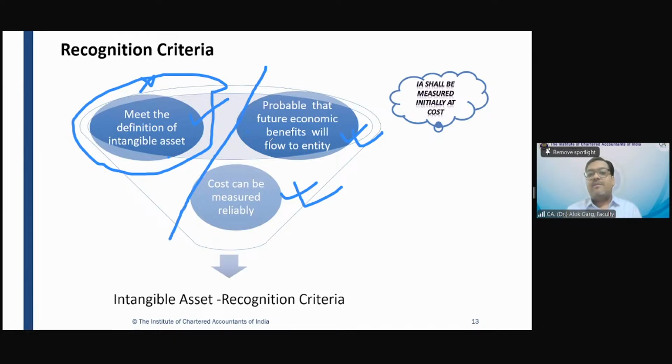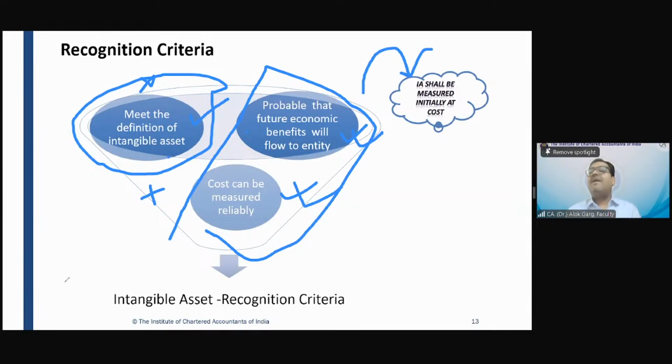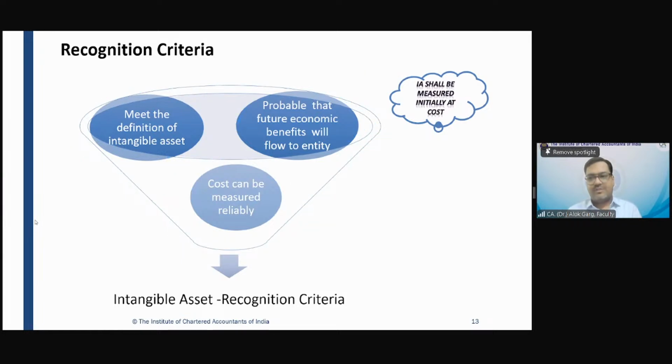the future economic benefit and cost can be measured reliably. The same criteria of PP is there, plus one more criteria is there, that it should meet the definition of intangible asset. It has to be identifiable, it has to be non-monetary, and it is without physical substance. Okay. And all the intangible assets are required to be measured initially at cost. Okay.